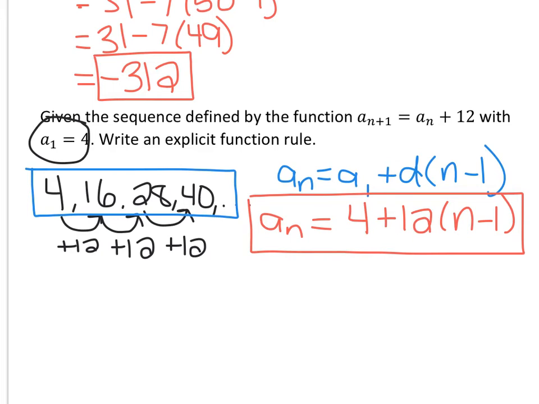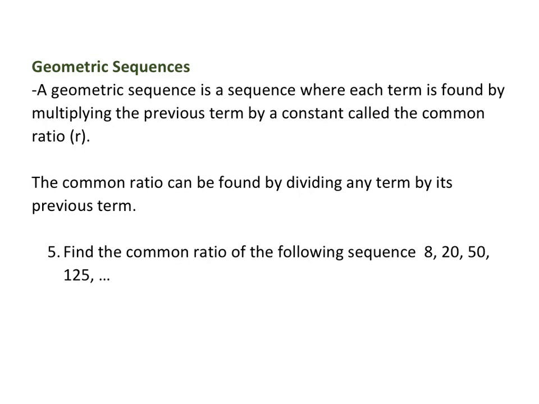And that's everything you need to know for arithmetic sequences. Now let's take a look at geometric sequences. A geometric sequence is a sequence where each term is found by multiplying the previous term by a constant. And that constant is called the common ratio. It's different from arithmetic sequences, because remember, with arithmetic sequences we were adding a constant. With geometric sequences we're multiplying. And instead of common difference, it's called the common ratio. And the common ratio can be found by dividing any term by its previous term.